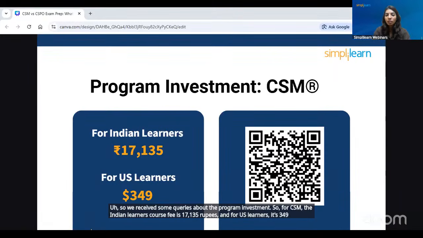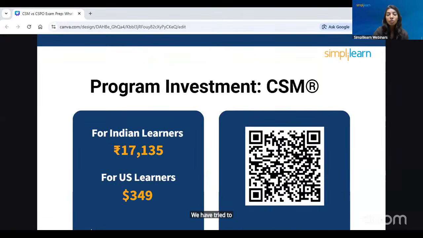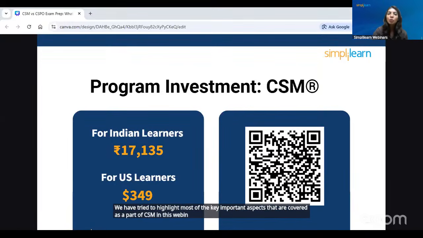You can scan this QR for more details. This will take you to the course page, and you can read all the benefits of the course. We have tried to highlight most of the key important aspects that are covered as a part of CSM in this webinar. But if you would like to know more details, please go ahead and scan this QR code.